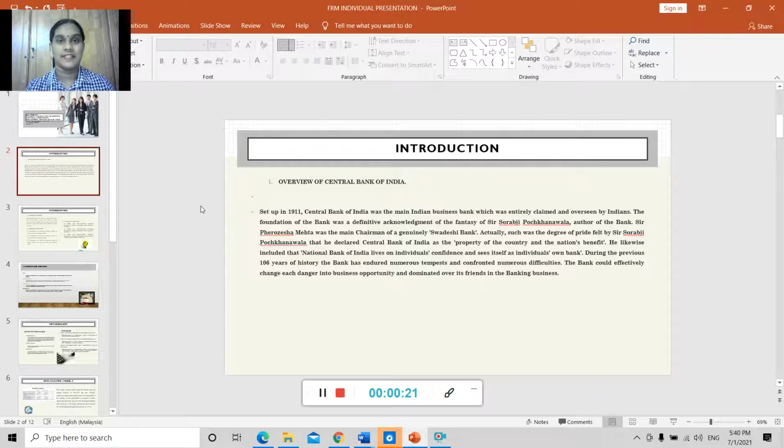So, firstly, I would like to introduce the bank. The bank was set up in 1911 and it was the main Indian business bank which was entirely claimed and overseen by Indians. The foundation of the bank was a definitive acknowledgement to the vision of Sir Sorabji Pochkhanawala, the founder of the bank. Such was the degree of pride felt by Sir Sorabji Pochkhanawala that he declared Central Bank of India as the property of the country and of the nation's benefit.